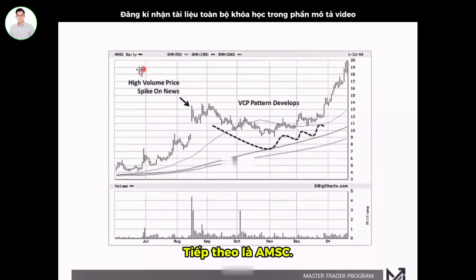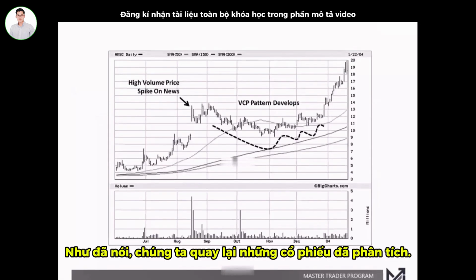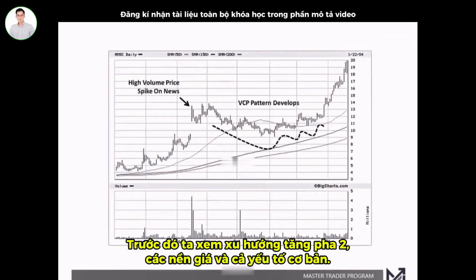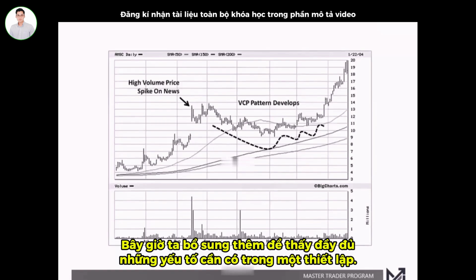Let's take a look at another one here, AMSC. Like I said before, we're going to go back and look at some of the names that we already looked at. And maybe we looked at it in the stage 2 uptrend. We looked at the bases. We may even have looked at the fundamentals, and keep adding the information to show you all the things that we're looking at within this stock setup.